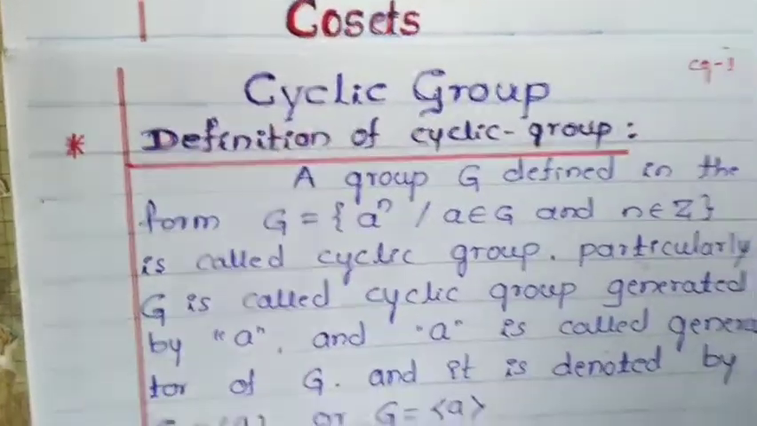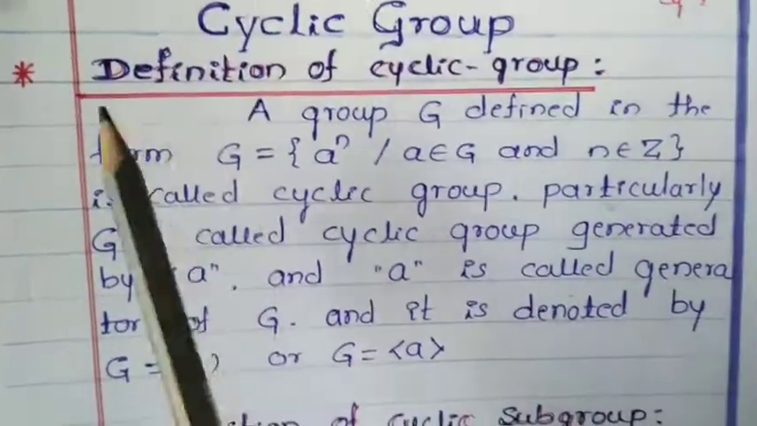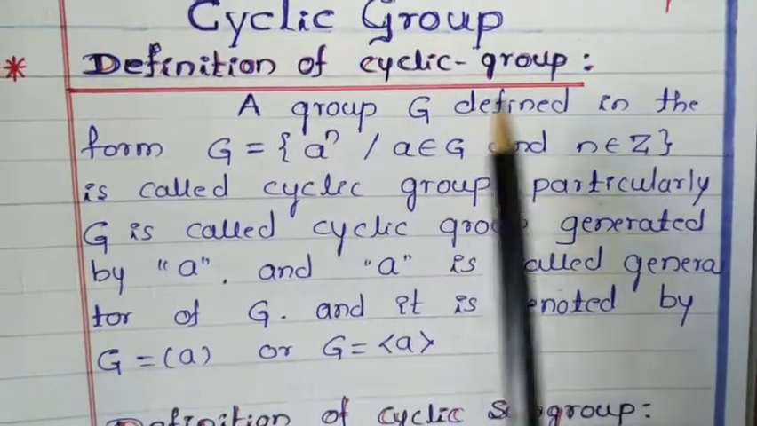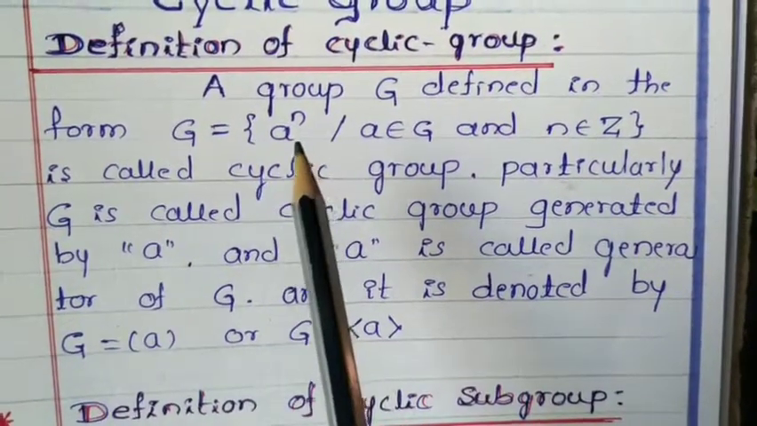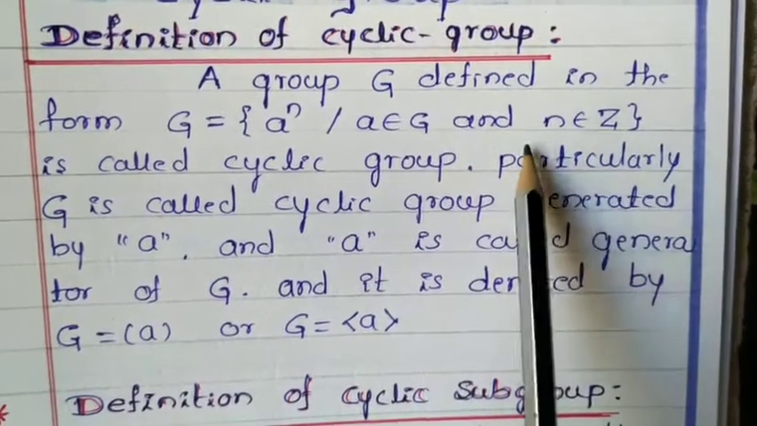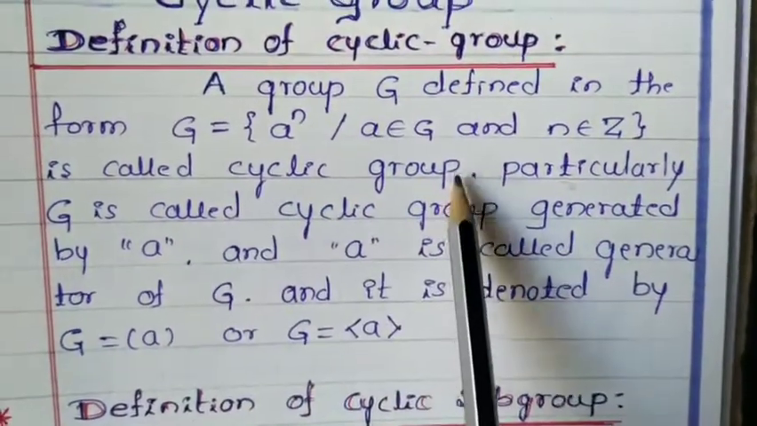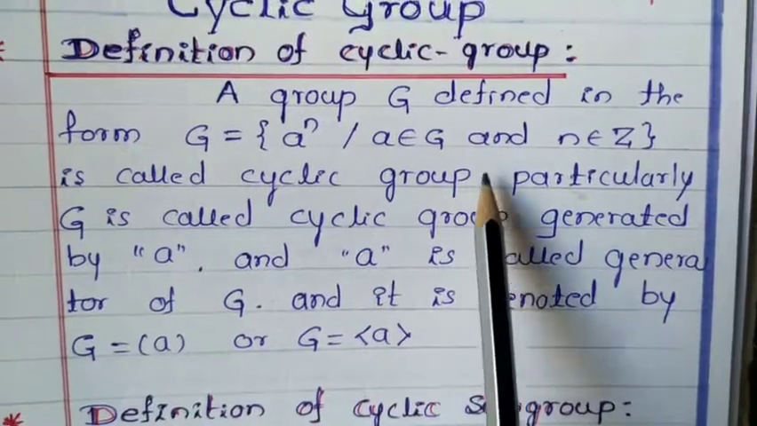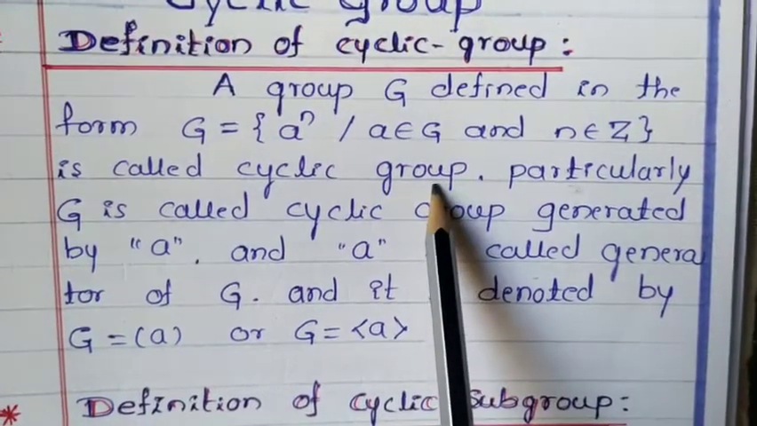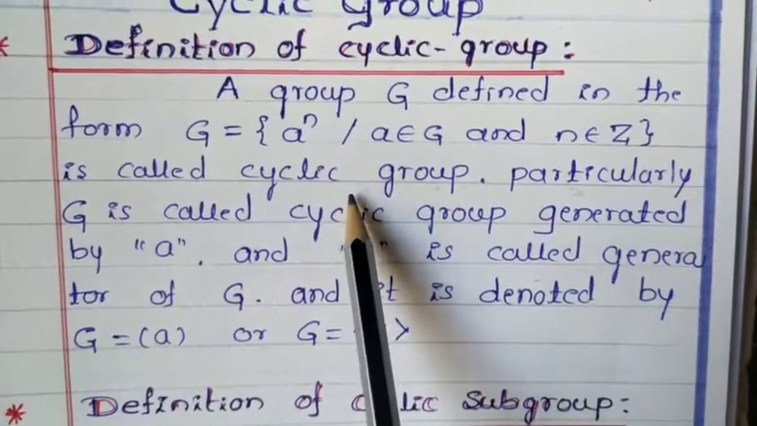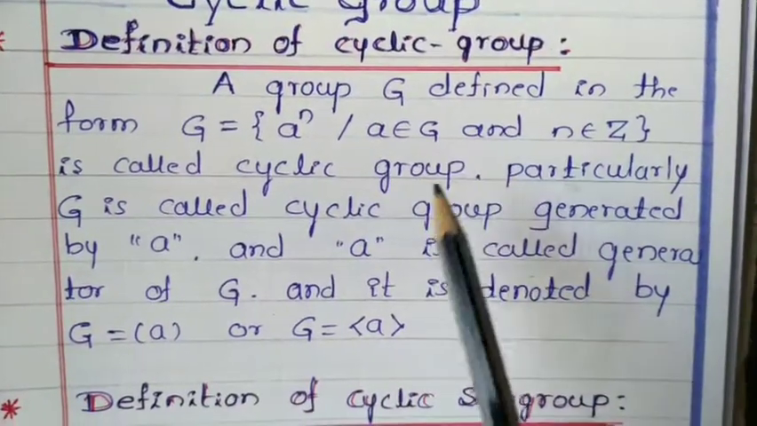Definition of a cyclic group. A group G defined in the form G equal to a raised to n, for every a belongs to G and n belongs to Z, is called a cyclic group. So the example you derived previously, a group defined in that fashion, is always called a cyclic group.